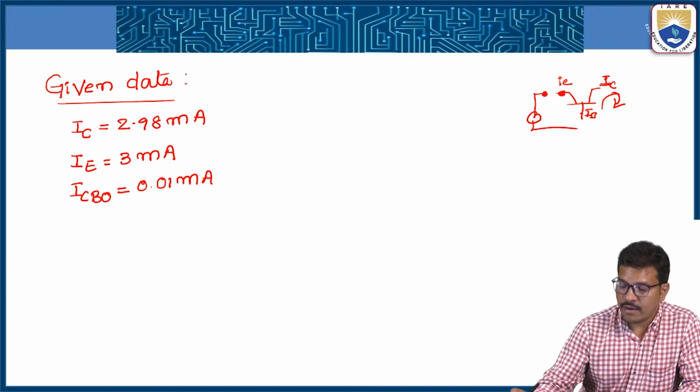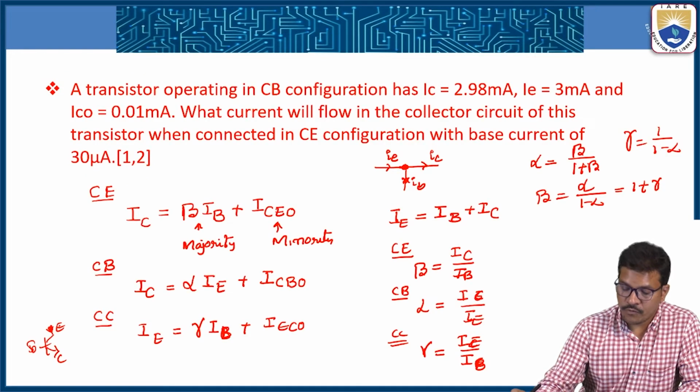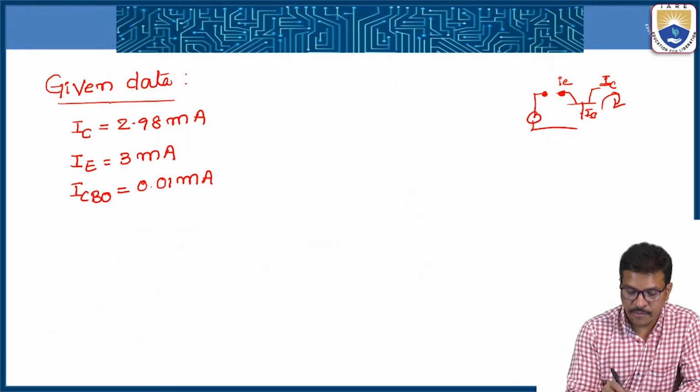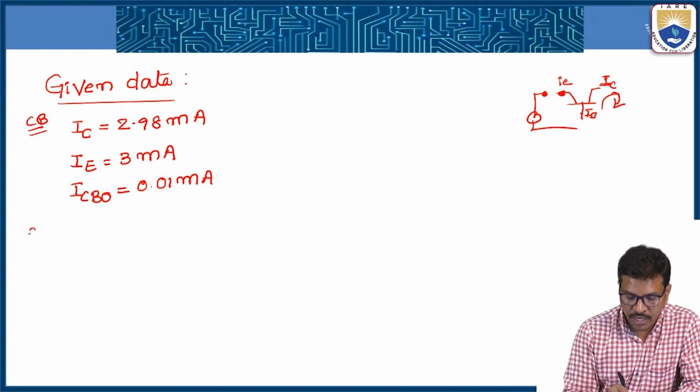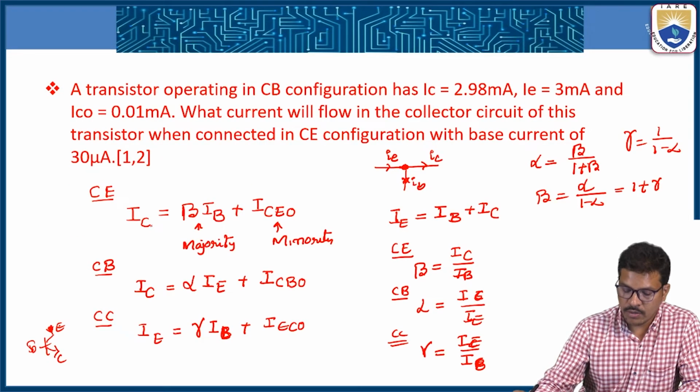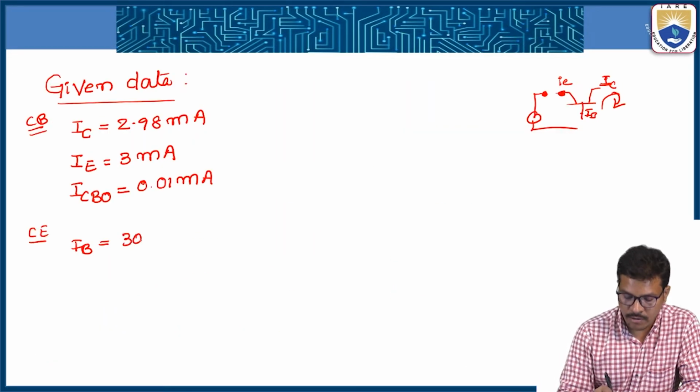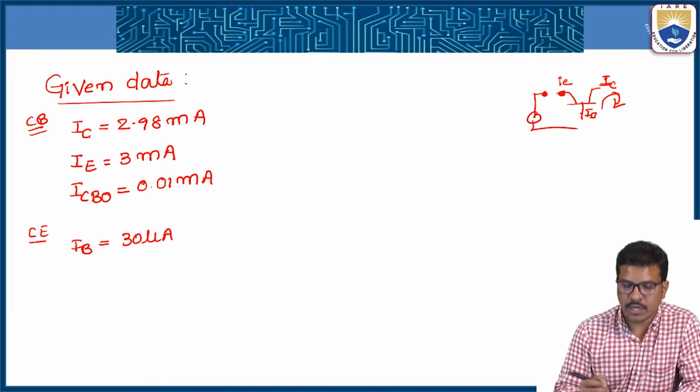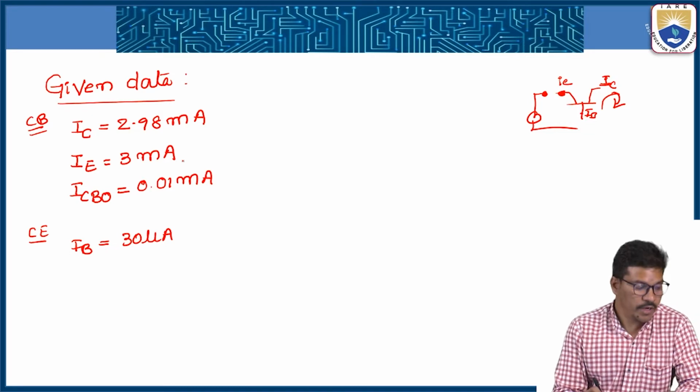And then, what will be the IC current when it is connected in CE? If it is the CB connection data, what if connected in CE configuration with IB equal to 30 microampere? So first, from the given data, we need to find out the rest.